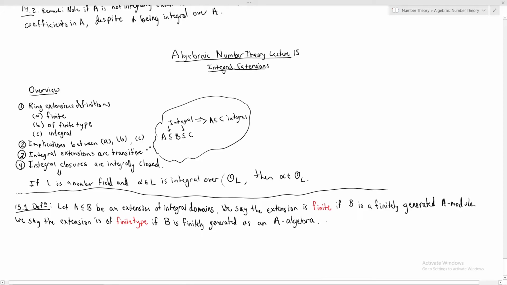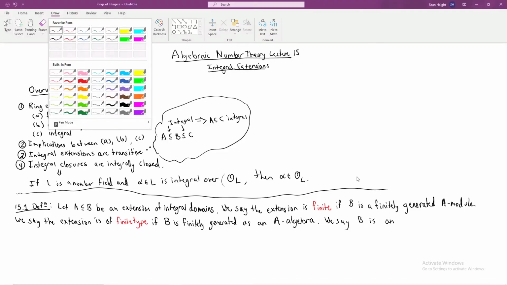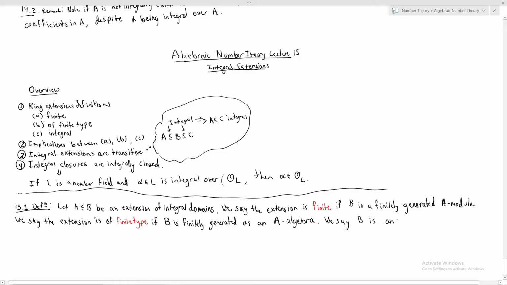And finally, we say B is an integral extension of A if every element of B is integral over A.